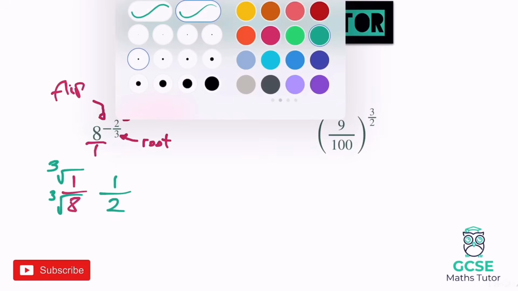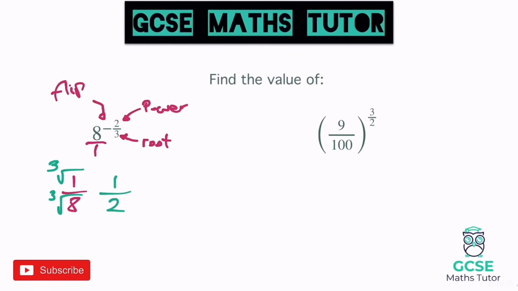Then we've got to finish it off. We've still got to do that normal power there. If it was a 1, it wouldn't affect it, but a 2 as a normal power is squaring. So if we square them both, we get 1 over 4 as a final answer. And just remember to follow all those rules.